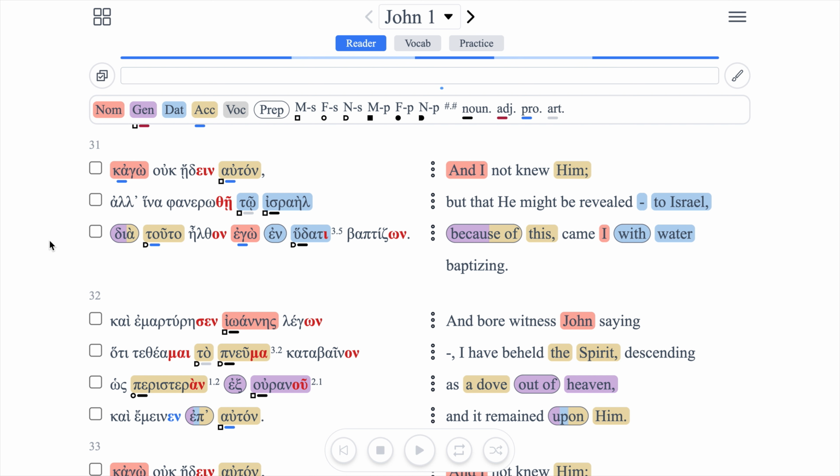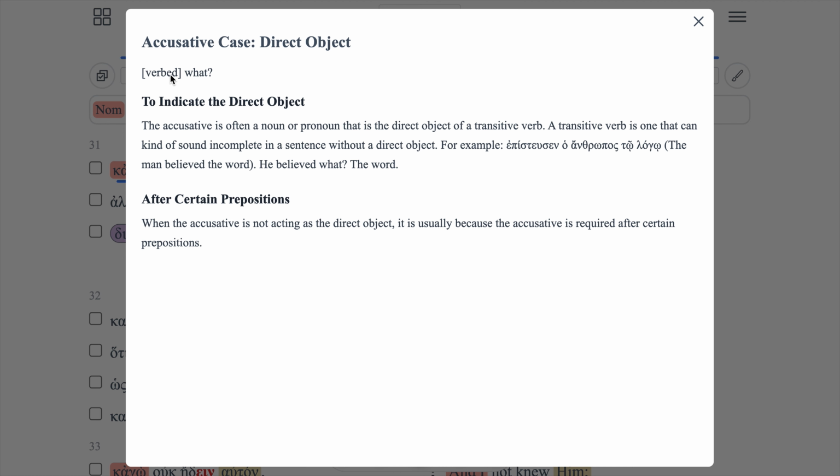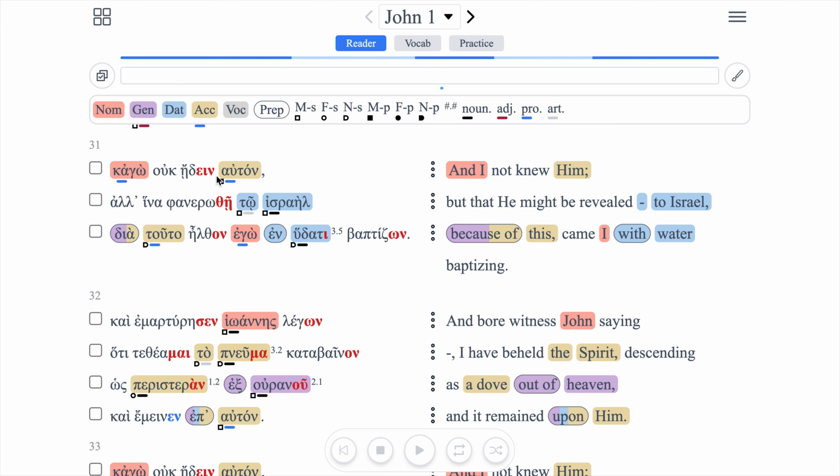In John 1:31, we have kago ouk eidein auton. Kago is the red nominative case because it's the subject of the sentence. We'll always see the nominative in red. Auton is the accusative case because it's the direct object of the verb. If you have trouble remembering what a direct object is, we can look at the definition. A direct object answers the question, you verbed what? In this case, you knew what? You knew him. So him is the direct object, which makes it accusative.